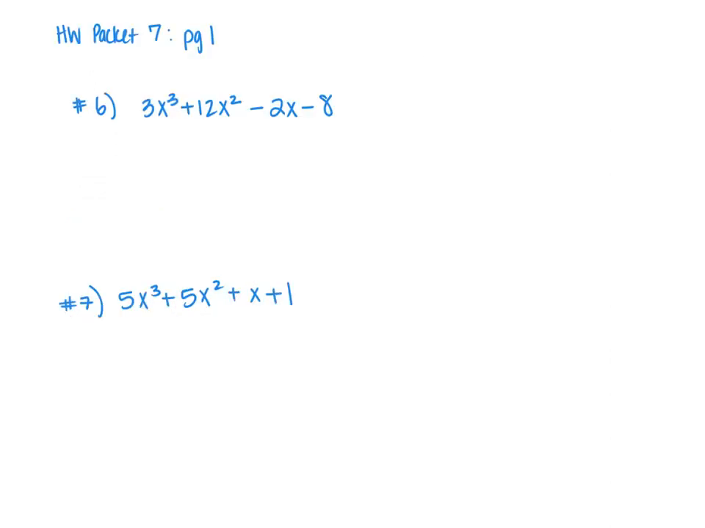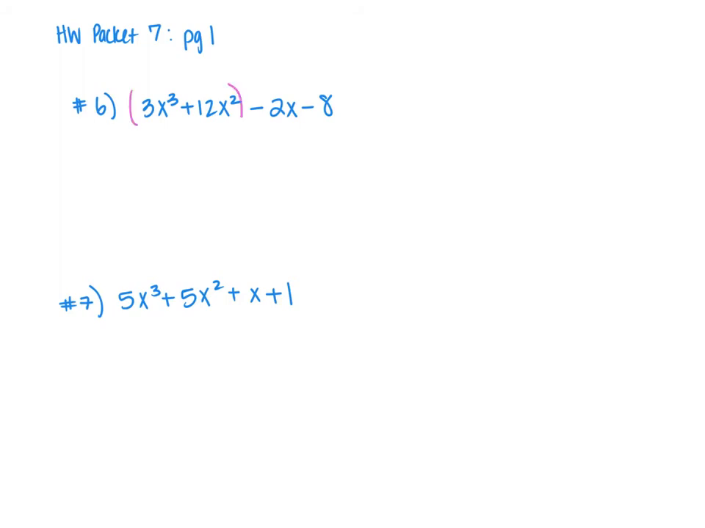All right, so this is packet 7, page 1, and here I have problem 6. I wanted to do this problem because you'll notice this one has a minus sign where you would have the middle when you were factoring. First off, check if it's in decreasing order, from highest power to lowest power, and it is. This is third power, second power, first power, and then constant. So it is in order, and now we're going to start by grouping.